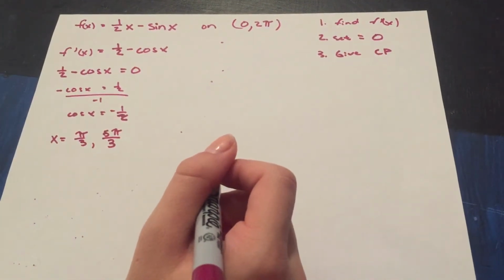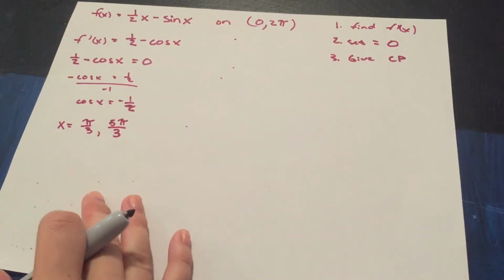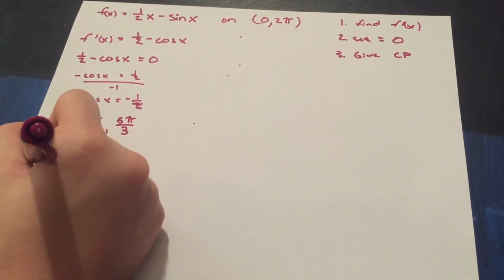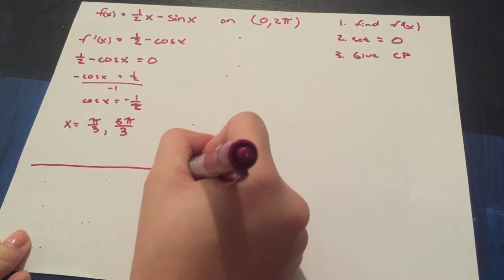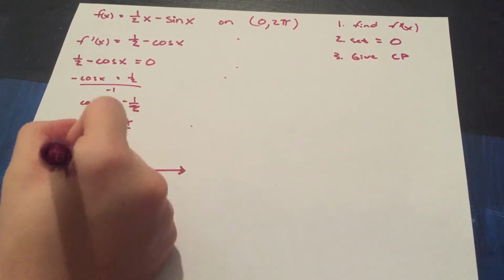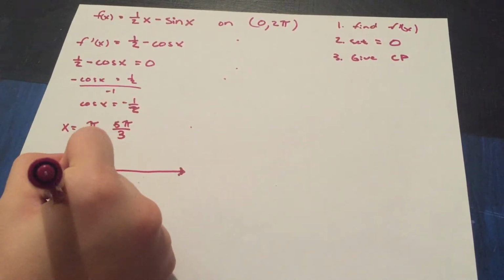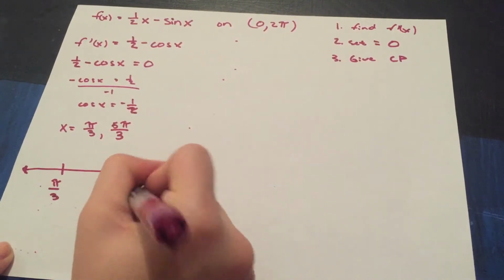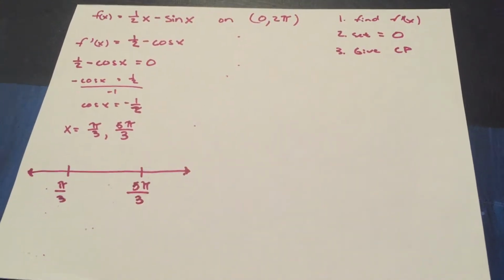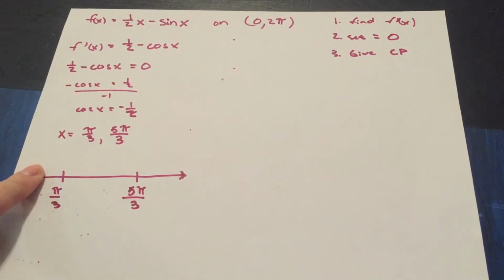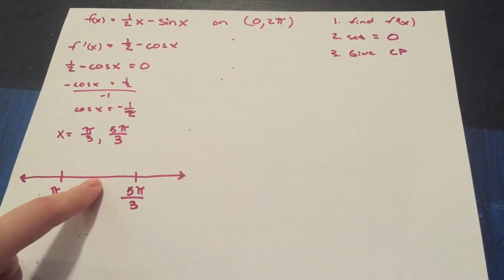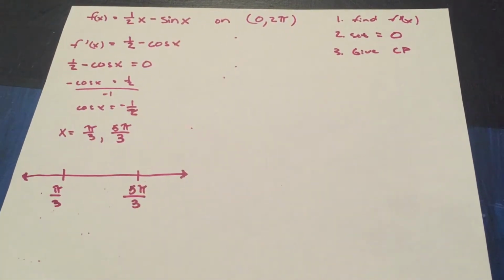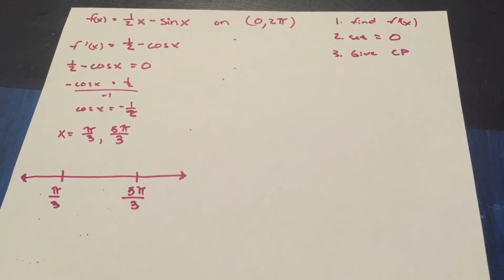So now that we have our critical points, I plug them into a number line. We have pi over 3 and 5 pi over 3. What you're trying to do when you plug in your values is plug in one less than pi over 3, one between pi over 3 and 5 pi over 3, and then one greater than 5 pi over 3. This will give you whether it is positive or negative.